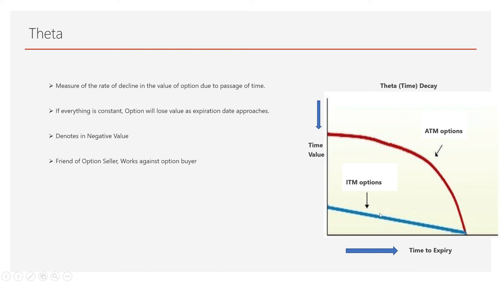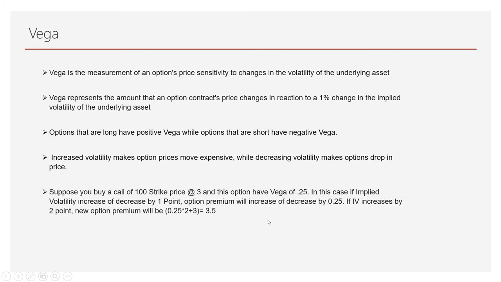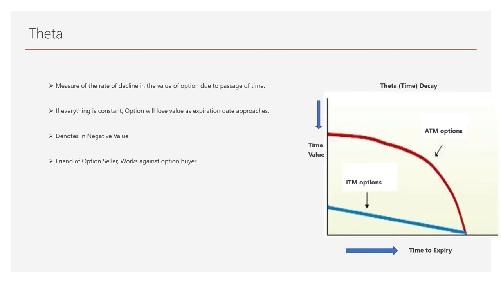In the money options have more intrinsic value than extrinsic value, so their time decay, their theta, will be less as compared to at the money or out of the money options. Theta is nothing but time decay. It is a measure of the rate of decline in the value of an option due to the passage of time. So I hope theta is clear to you.